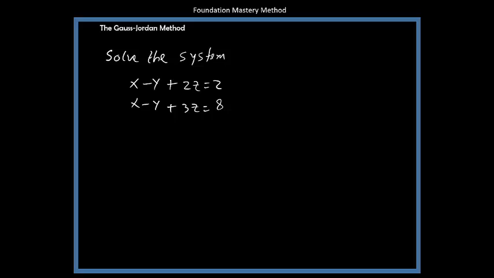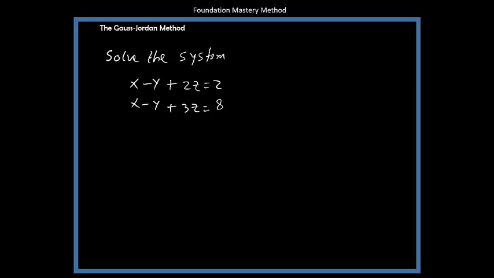We are given a system of equations: x minus y plus 2z equals 2, and x minus y plus 3z equals 8. In this system of equations, we have two equations but three unknowns. If you have more than one solution, then write your solution in terms of the x variable.